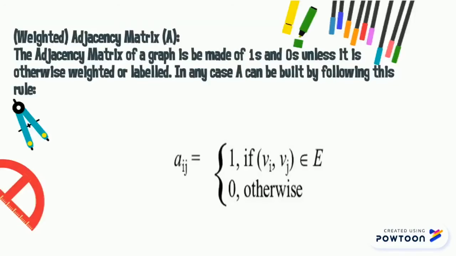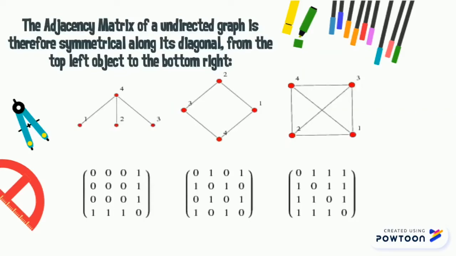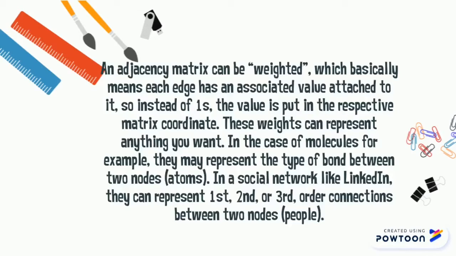Weighted adjacency matrix, A. The adjacency matrix of a graph is made of ones and zeros unless it is otherwise weighted or labeled. The adjacency matrix of an undirected graph is therefore symmetrical along its diagonal, from the top left object to the bottom right. Adjacency matrices of directed graphs only cover one side of the diagonal line, since directed graphs have edges that go in only one direction. An adjacency matrix can be weighted, which basically means each edge has an associated value attached to it, so instead of ones, the value is put in the respective matrix coordinate.